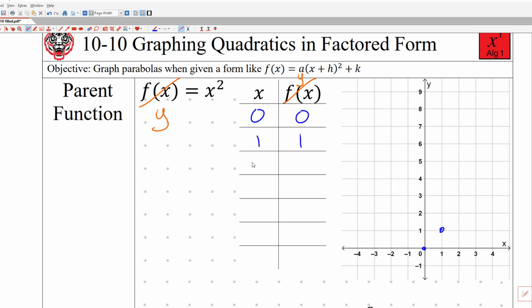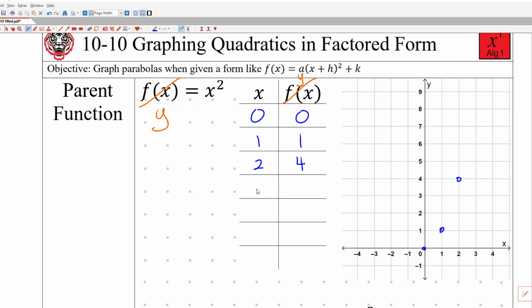What else could I plug in? I could plug in 2. 2 squared. Okay, finally some new things happening. 2 times 2 is 4. So I go 2 in the x coordinate, and I go up 4 in the y coordinate, and I get this point right here. Okay, so it's definitely not a straight line, and you know that it's going to be a parabola. That's what we've taught.